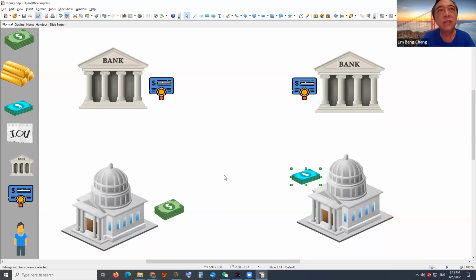So assuming this country spends already, the money is gone. This one also spends already, money is also gone. So now they need some more money. So how?